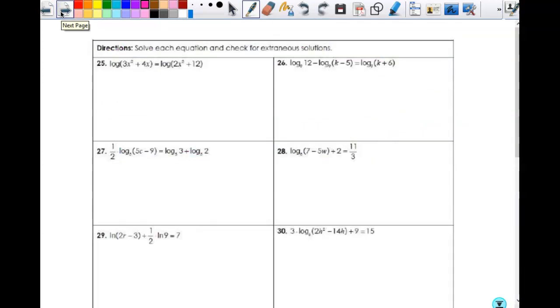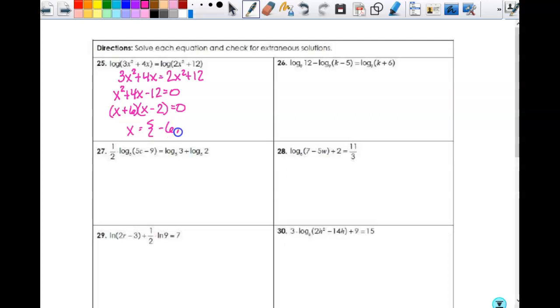All right, so now we're going to solving logs, so we've got to check for extraneous solutions. On 25, I have 2 logs with the same base, just one on each side, so I can use the 1-to-1 property. This gives me 3x squared plus 4x equals 2x squared plus 12. It's a quadratic, so I'm going to set it equal to 0. That's going to give me x squared plus 4x minus 12 equals 0. Then I'm going to factor. So this gives me x and x, plus 6 and a minus 2. So x is equal to negative 6 and 2.